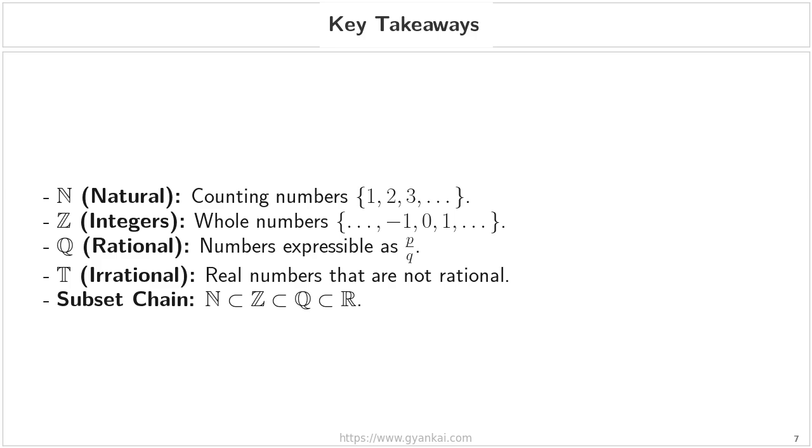To tie it all together, look at this subset chain. N is a subset of Z, which is a subset of Q, which is a subset of R. This notation shows that each group we've studied is contained within the next, eventually forming the complete set of real numbers, R. Keep this hierarchy in mind, because in our next slide, we will look at some common mistakes students make when trying to distinguish between these specific groups.